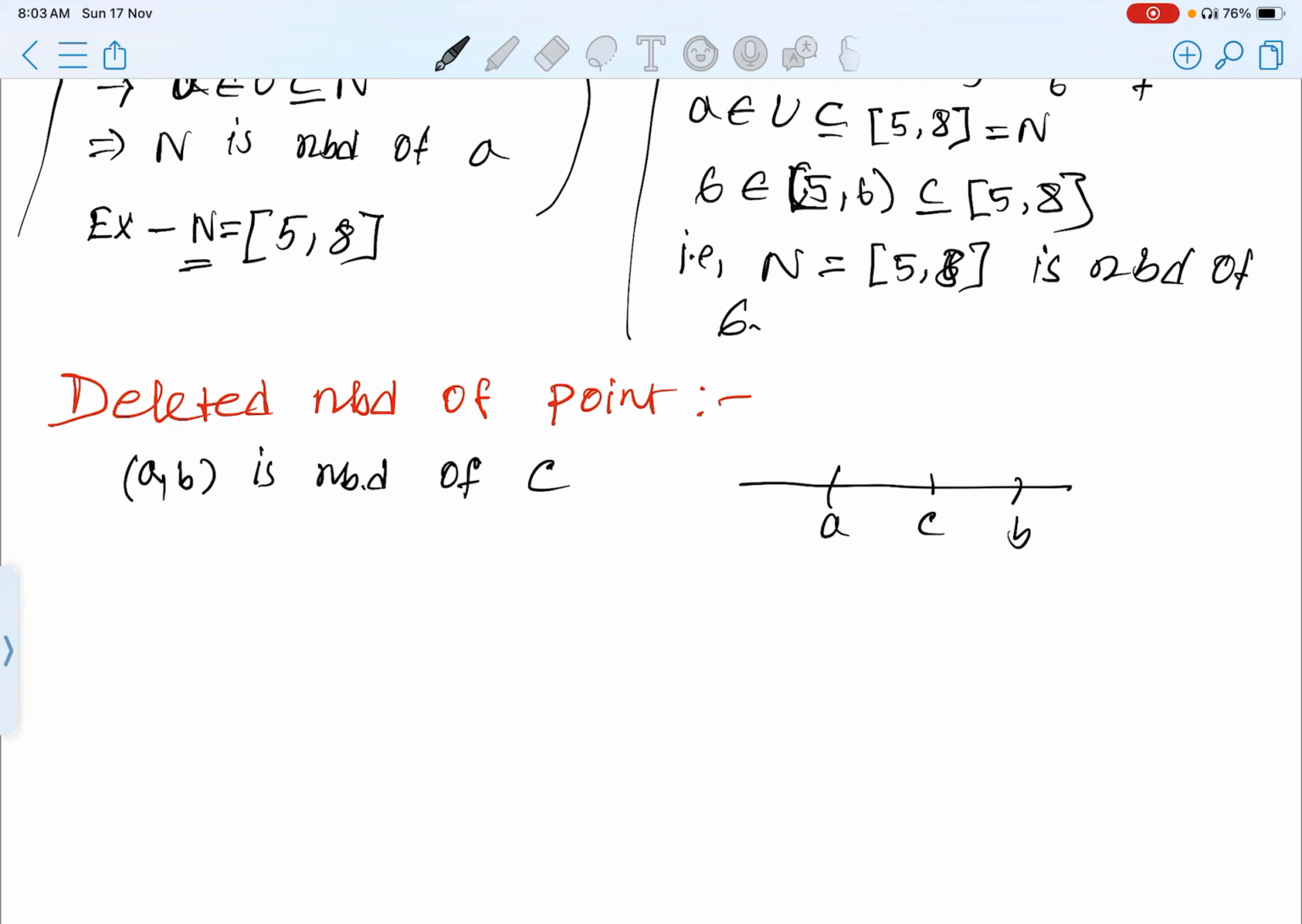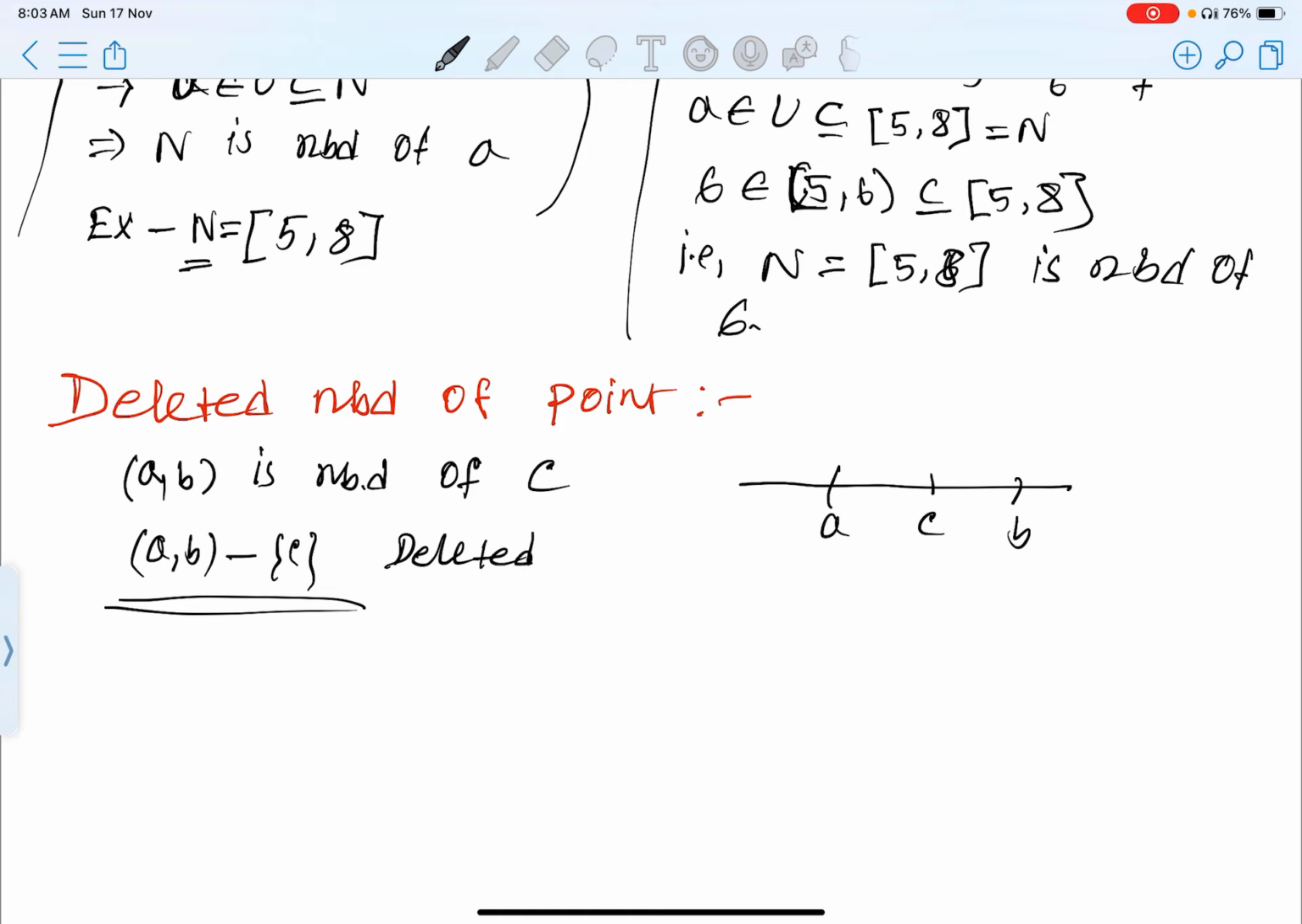Okay, I told you what the deleted neighborhood is. (a, b) is the neighborhood of c. Then how to find the deleted neighborhood? Just remove c from (a, b). Then this set is called the deleted neighborhood of c. Clear?